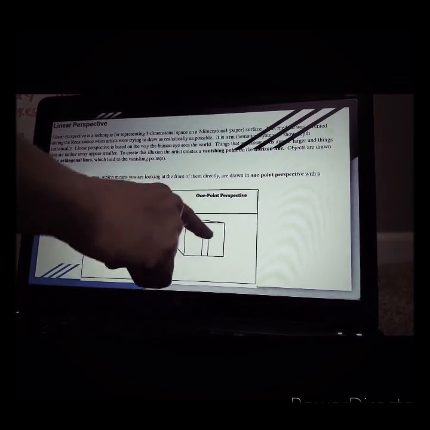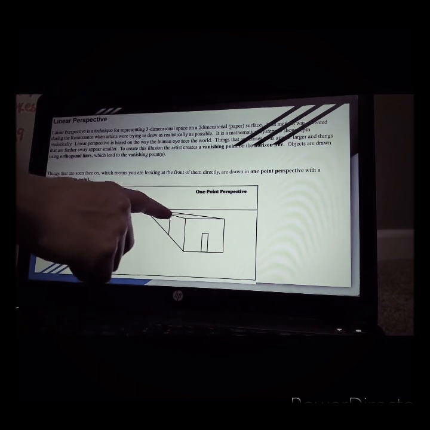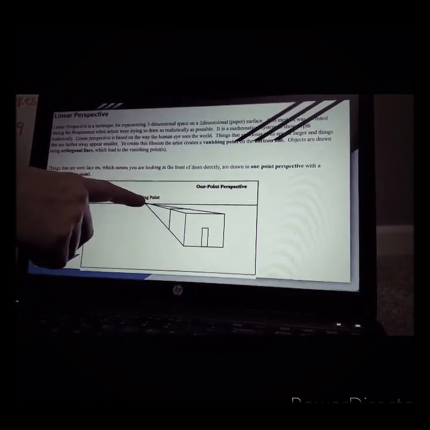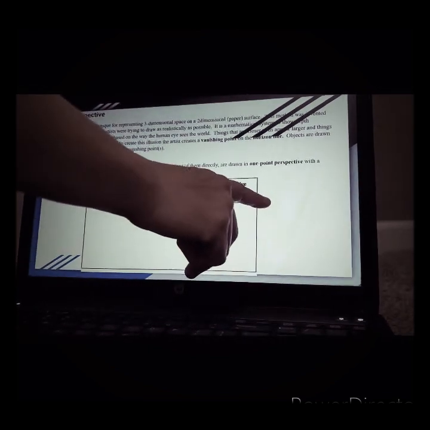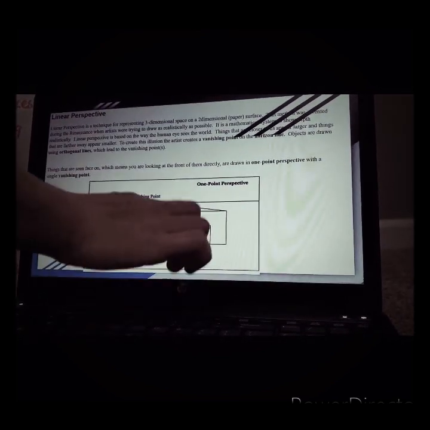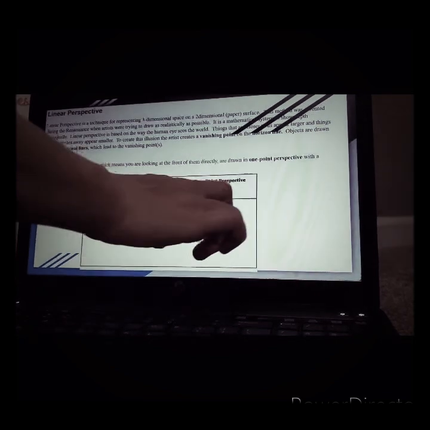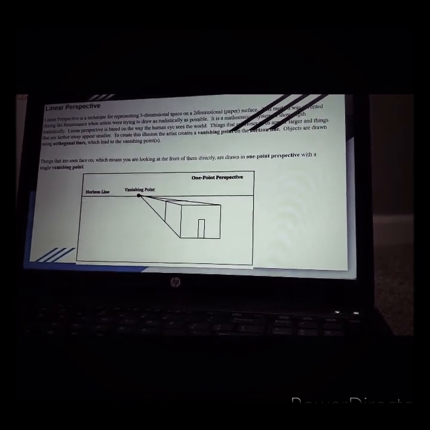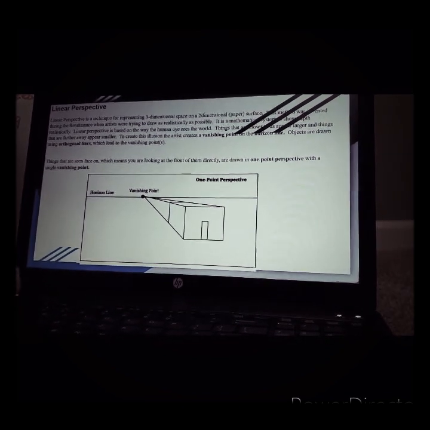You would draw your box first, and from the corners of the box, your orthogonal lines would go directly to your vanishing point. This line is called the horizon line. The lines on your box are either vertical or horizontal. And your horizontal lines always run parallel with your horizon.